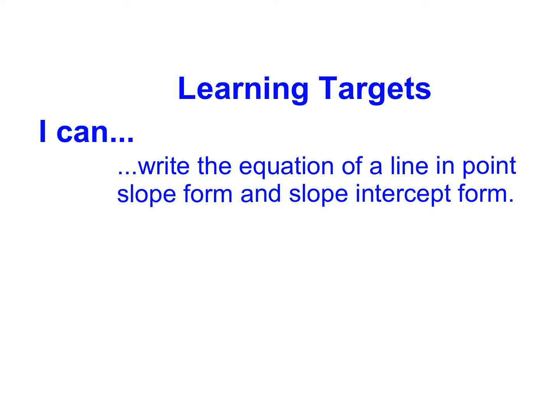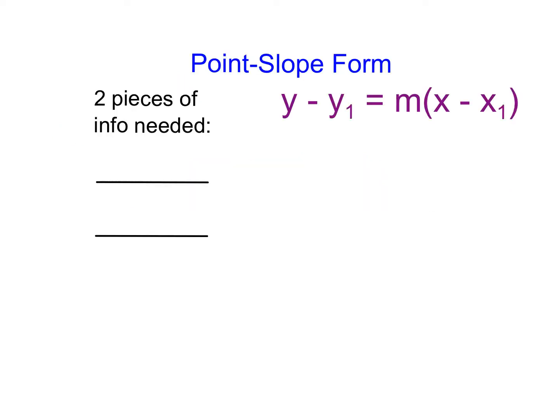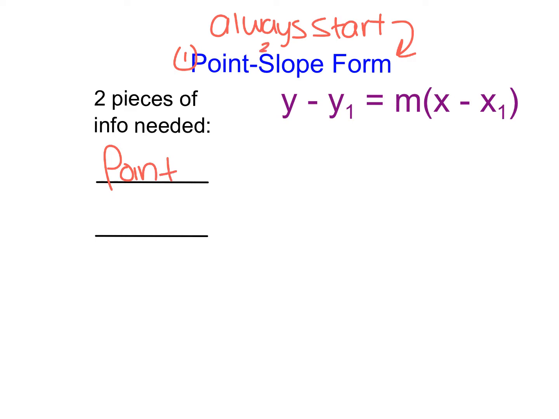In this video, we will learn how to write the equation of a line in both point-slope form and slope-intercept form. To begin, when we start writing the equation of a line, we always start in what is called point-slope form. And in order to write an equation in point-slope form, we need two pieces of information, and they're right inside of the name. We need a point, and we need a slope.